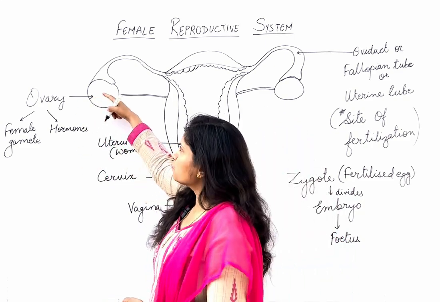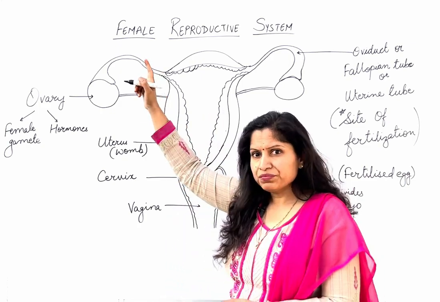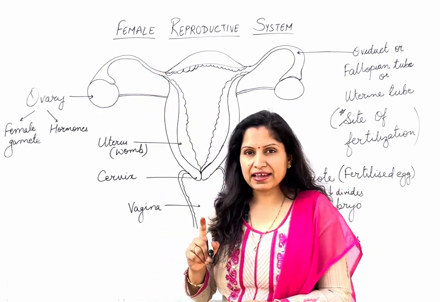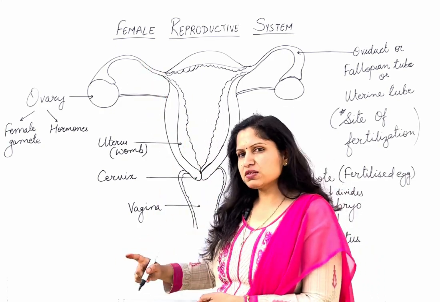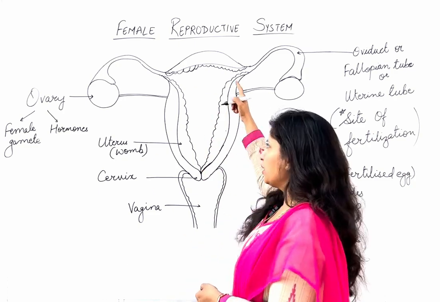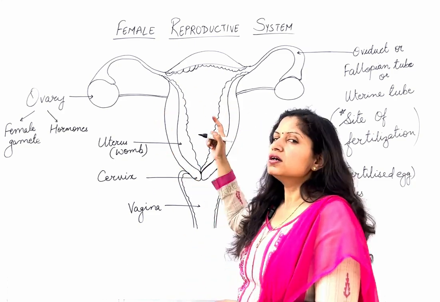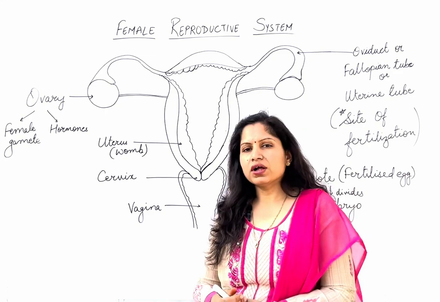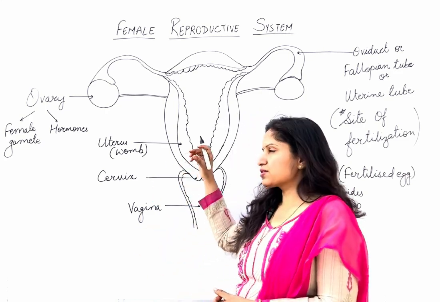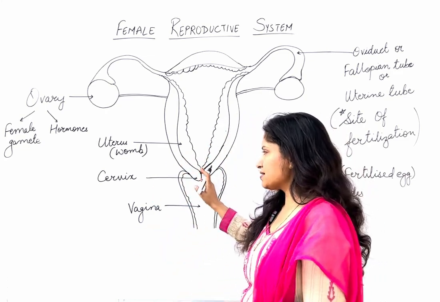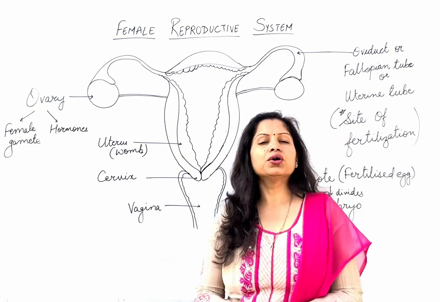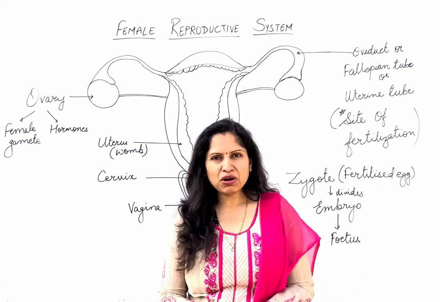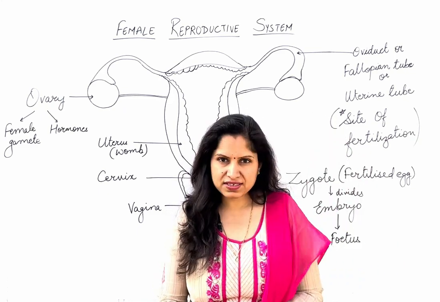Now, once the ovum is formed, it comes into the fallopian tube. This fallopian tube is a site of fertilization. If fertilization takes place, then the ovum is going to develop in the uterus. Once it develops completely, then it's going to pass out through the body, passing through the cervix and then through the vagina. That's all about the female reproductive system.